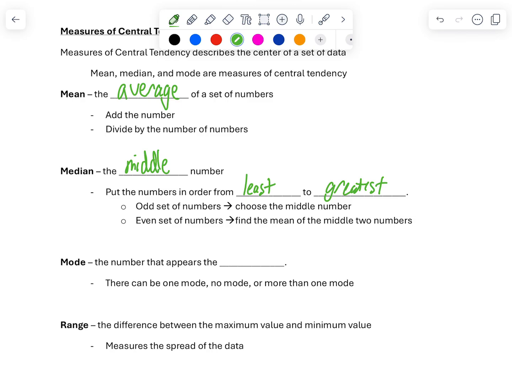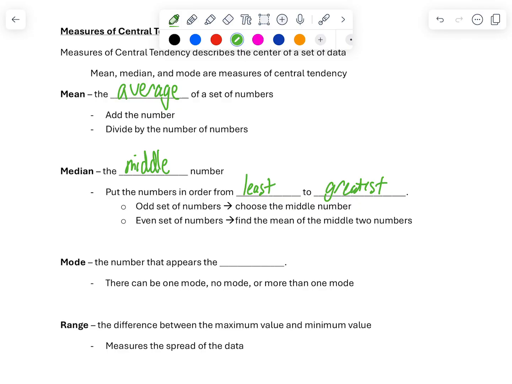If you have an even set of numbers, you have to work a little harder because there is no distinct middle. So just think if you had 6 numbers, you would have 3 numbers right away, and then you'd have 3 other numbers. So there's nothing in the middle. So what you would do is you would find the mean, or the average, of the 2 middle numbers. And when you do that, that would give you your median.